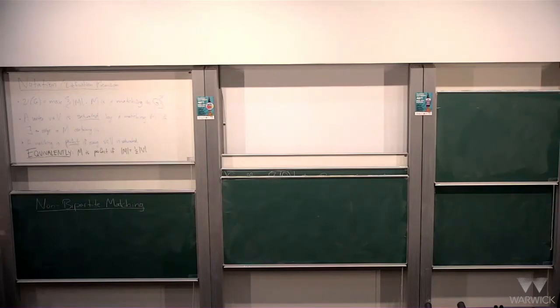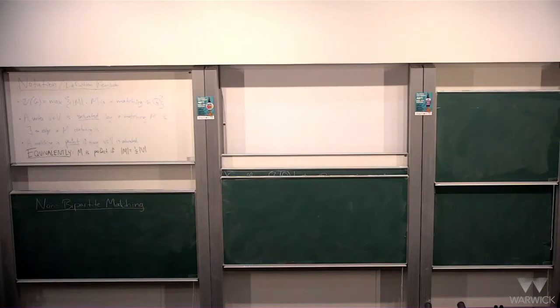Just to remind you of the notation and terminology: nu of G is the size of the biggest matching in the graph. If you have a matching, a vertex is saturated by the matching if it's contained in one of the matching edges. And the matching is perfect if every vertex is saturated. A trivial but useful thing to remember during this lecture is that a matching is perfect if and only if the size of the matching is exactly half the number of vertices. Because if the number of edges in your matching is half the number of vertices, then definitely every vertex had to get paired up with somebody.